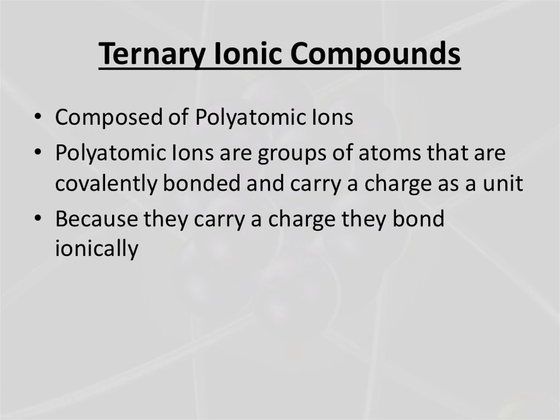All right, so those were binary compounds. Now we're on to ternary ionic compounds. Ternary ionic compounds are composed of what's called a polyatomic ion. Polyatomic means many atoms, right? Ion means charged. So this is essentially a group of atoms that are covalently bonded together, but as a unit, they carry a charge. And because they carry a charge as a unit, they can bond in ionic bonds.